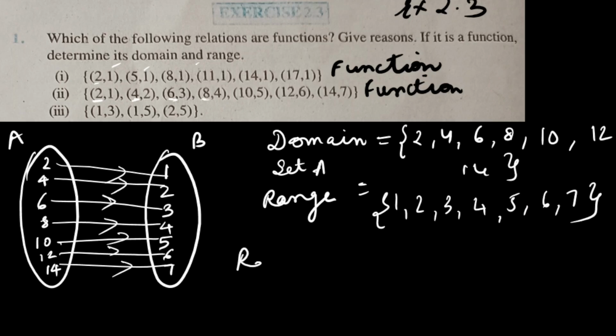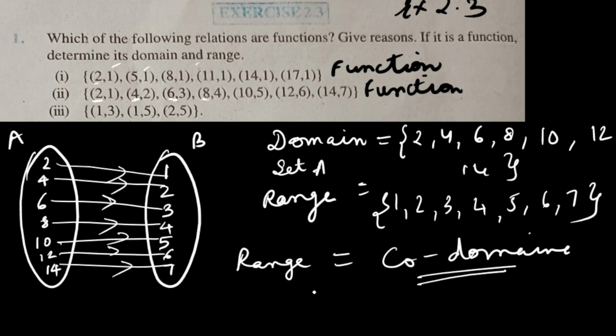Range can sometimes be equal to codomain, but don't think that set B is equal to range. Set B is not equal to range. Set B is equal to codomain, but range means only the images of elements of set A. Here in this example, range is equal to codomain.